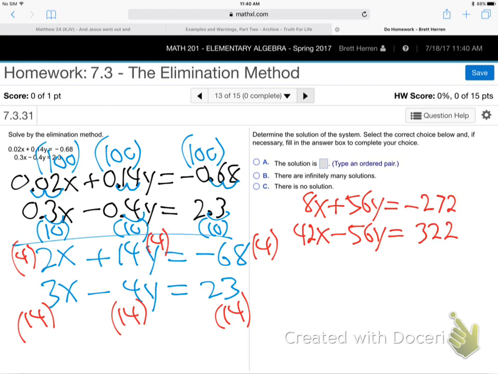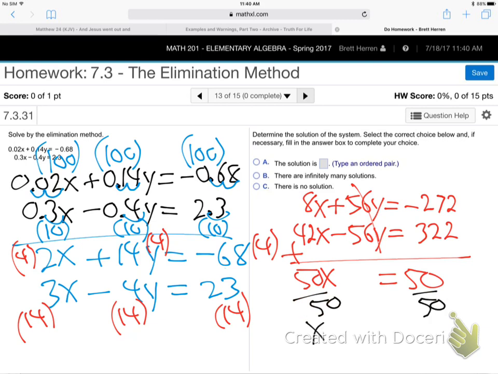Add them up. Y's eliminate. What's that? 50x. Is that 50? Isn't that nice? X is going to be 1, isn't it? So x is 1. We got our hands on 1. That's very reassuring that we're on the right track. A nice clean number like that. X is 1. We've got to be doing it right when you get something like that. X is 1. So now plug in to find y.